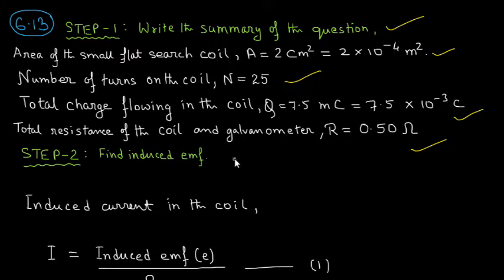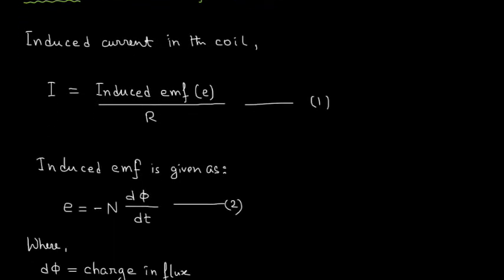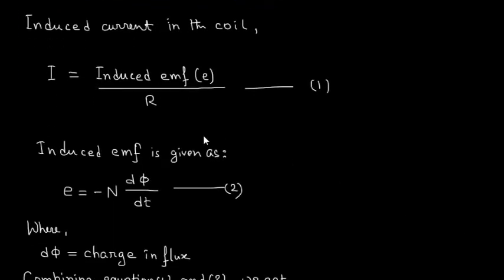In step 2 we'll find the value of induced EMF. So induced current in the coil I is equal to induced EMF upon R. Induced EMF is given as E is equal to minus N d phi by dt, where d phi is the change in flux.